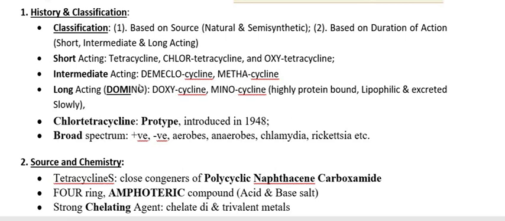And this tetracycline is also broad spectrum, because it is not only acting on gram-positive bacteria, but also acting on gram-negative bacteria, and on aerobes, anaerobes, chlamydia, rickettsia, and mycoplasma. So that is why this tetracycline is a broad spectrum antibiotic.